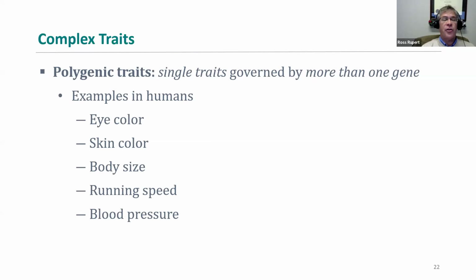Polygenic traits is when many genes cover one trait. Most of the famous examples that we like to talk about, eye color, hair color, are polygenic traits.